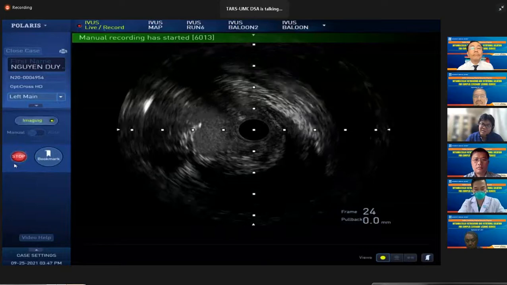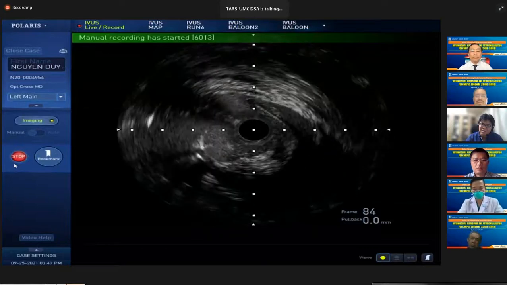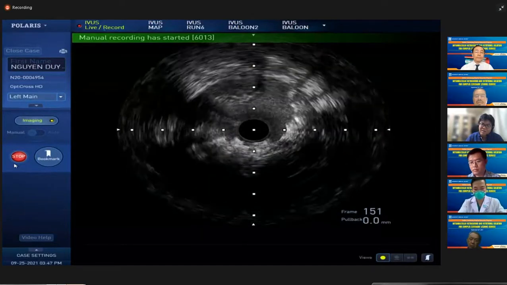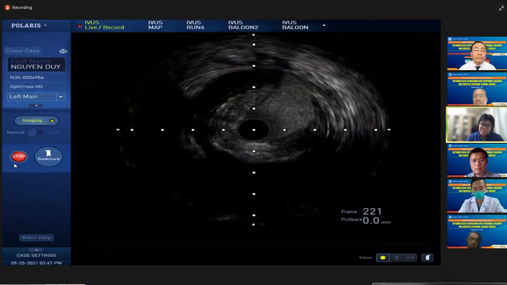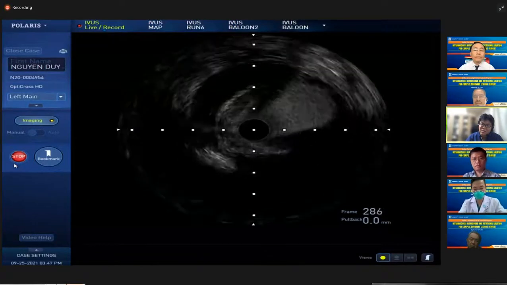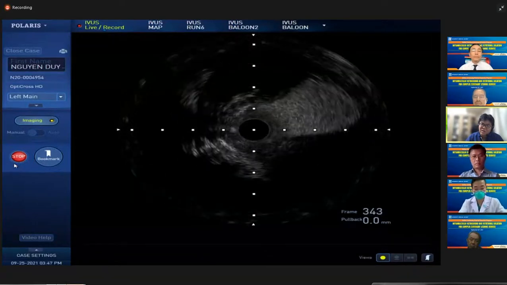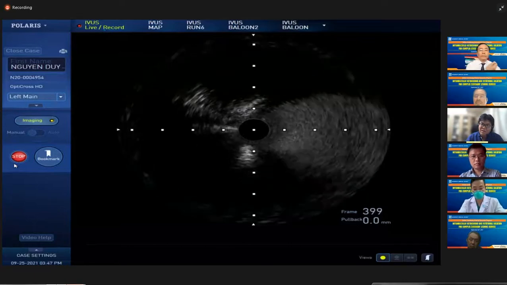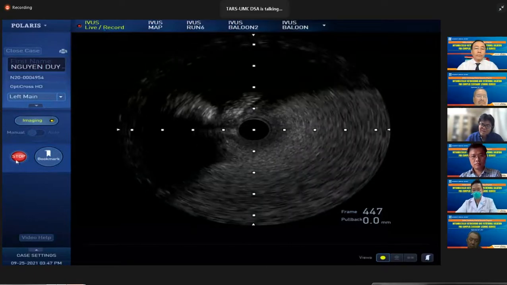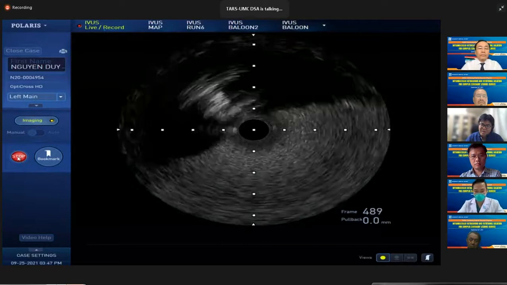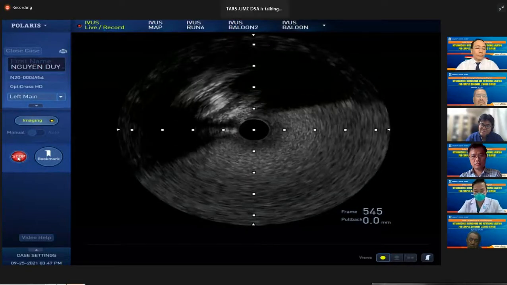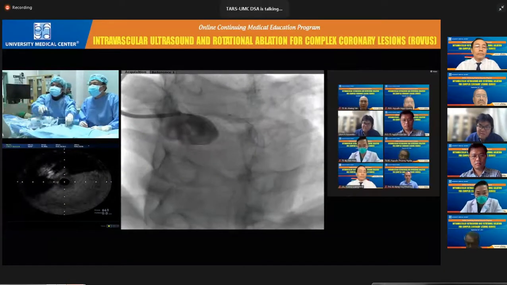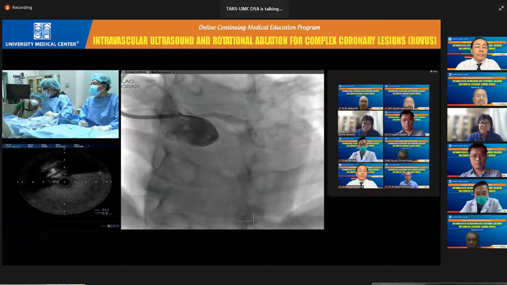Okay, Dr. Kuramitsu, where is the ostium? We have some dissection here. It is not yet the ostium, so a little bit back. Okay, right here. Take a picture, please. Is it okay in the picture? You see the picture? Yes.